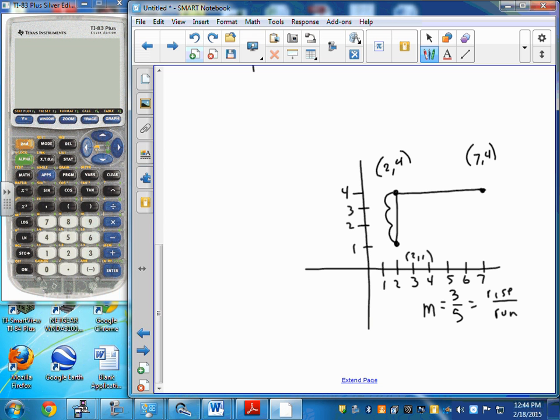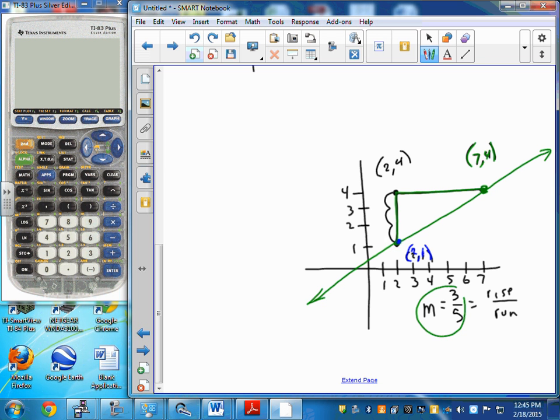Right? So here's our line. It has the correct slope. Right? Correct slope is 3 over 5. And it goes through this point here, 7, 4. And it started at this point down here, which was 2, 1. Okay, so what are you supposed to do with this line?